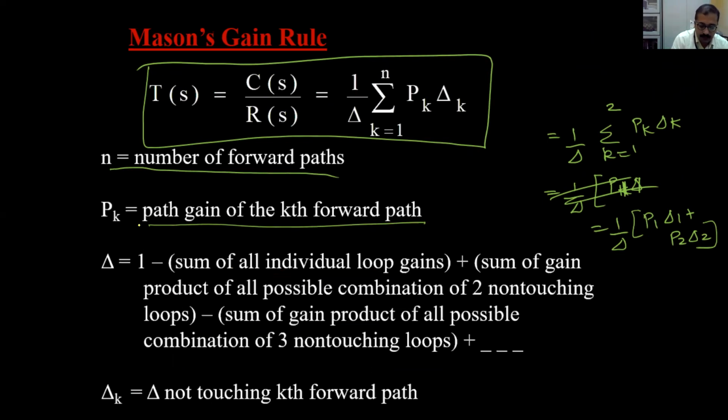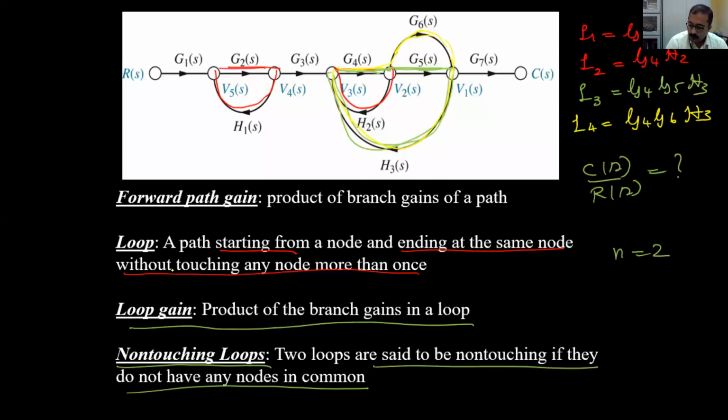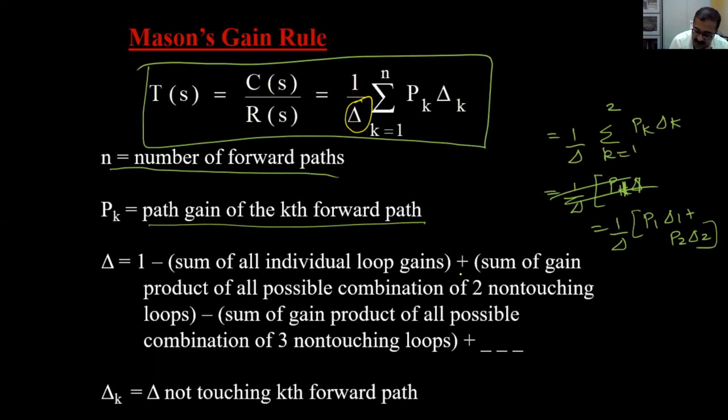So what is Pk? Pk is the path gain of the kth forward path. Now what is this delta? Delta means 1 minus sum of all the individual loop gains. Okay, in the previous example we had 4 loops. So delta would be what? 1 minus sum of all individual loop gains. That means L1 plus L2 plus L3 plus L4. Okay, 1 minus sum of all individual loop gains plus what?